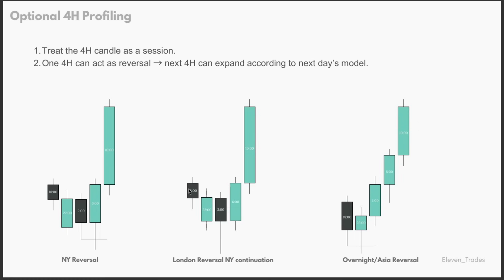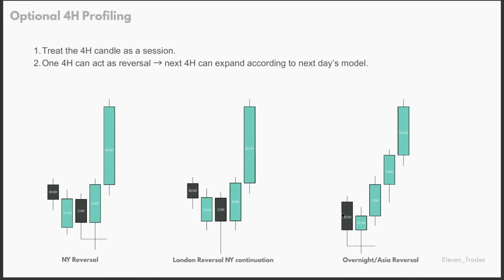Now the London reversal, when 18 candle and 22 candle are making their opposing run, are consolidating, and when the 2 AM 4-hour candle is reversing, it is leaving that same signature on the hourly chart or the 15-minute chart. So it means now we have a London reversal within the 2 AM candle, and we are seeking 6 AM or 10 AM continuation either on the hourly chart or on the 15-minute chart.